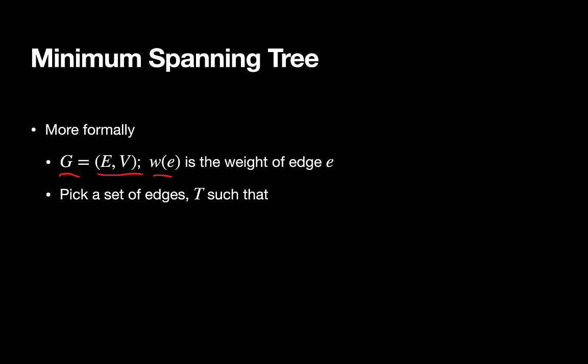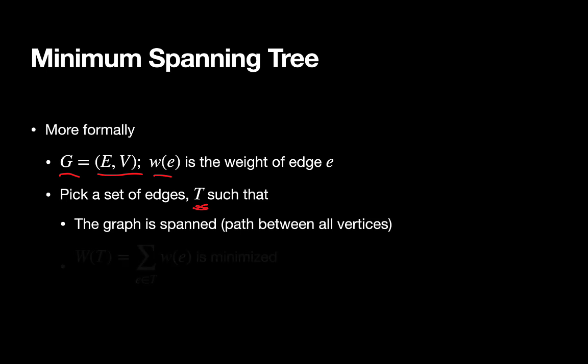Our goal here is to pick a set of edges T that achieves 2 things. The graph is spanned, so there's a path between all vertices. And our second constraint is that we want to minimize the overall cost involved. So we want to minimize the sum of all these weights. Formally, capital W of the set T will be the sum of all of the edge weights in T, and our goal is to minimize that, to achieve that unique minimum value.